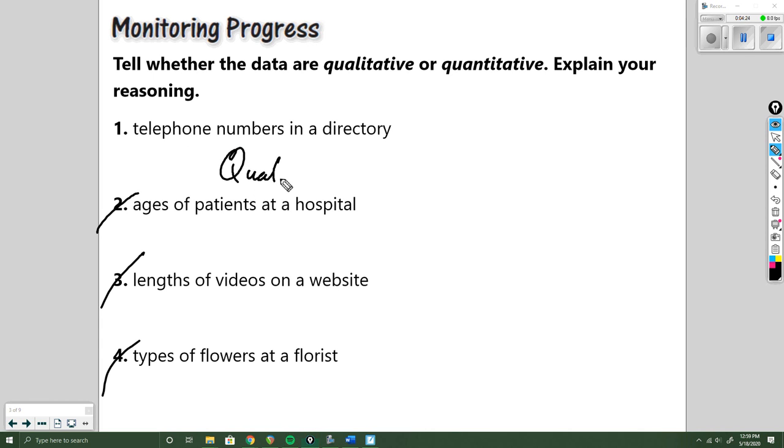It's qualitative data. Now, the reason why we're talking about qualitative and quantitative data here is because based on the type of data that we're dealing with, whether qualitative or quantitative, we'll be able to use some data displays over others. So we're going to talk about that next.